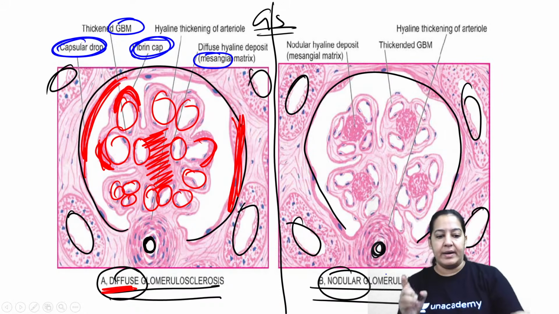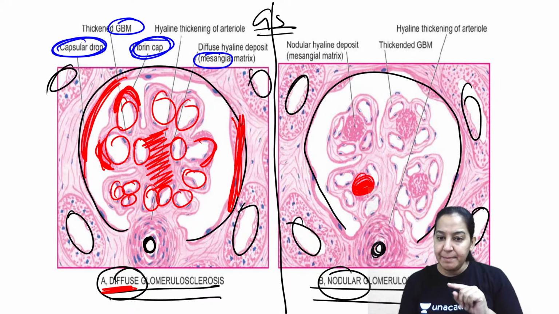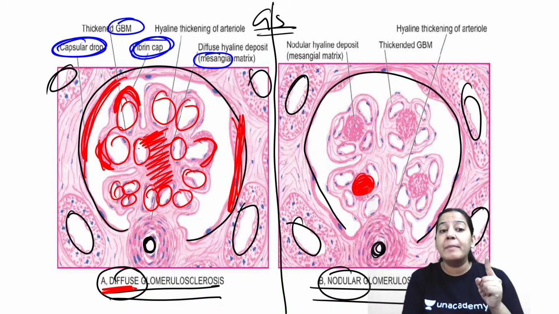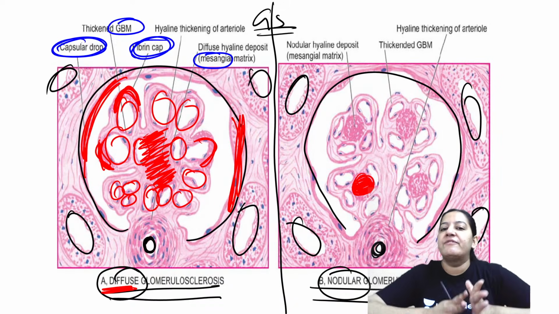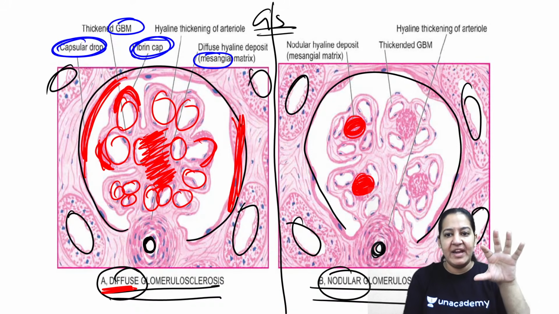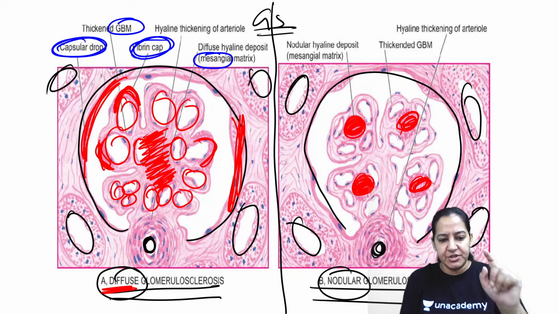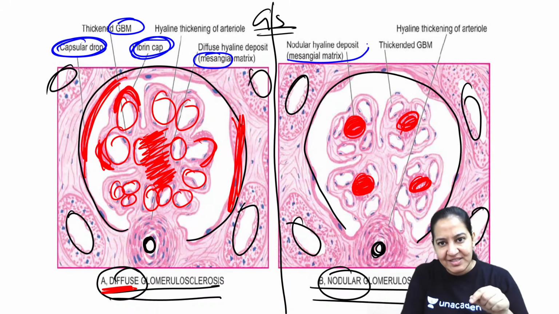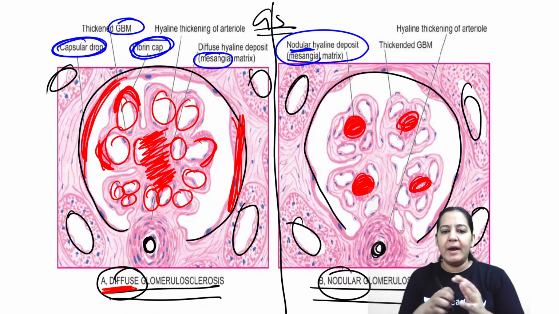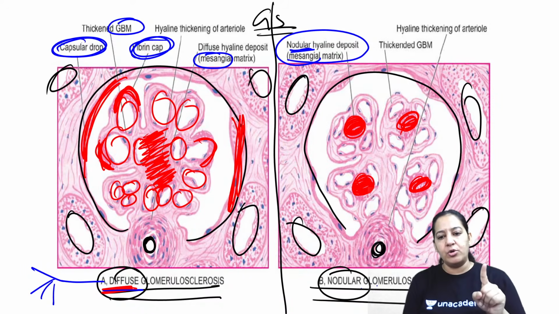Now, in the nodular one, it is deposited only in the mesangium, not at 4 places. And now you will say, ma'am, the mesangium was involved here too, but here in the mesangium it is diffuse everywhere, whereas there it is in the form of circles. Spherical ovoid circles are there. So it is deposited only in the mesangial matrix, and that too in the form of nodules. That's why it is nodular. The diffuse one is known as diffuse because hyaline is deposited at 4 places, and the nodular one is known as nodular because hyaline is only in the form of nodules in the mesangium.